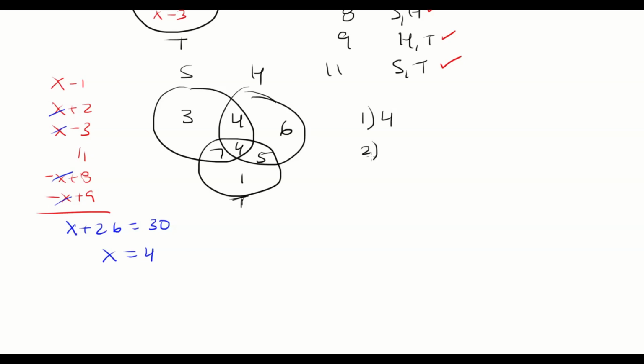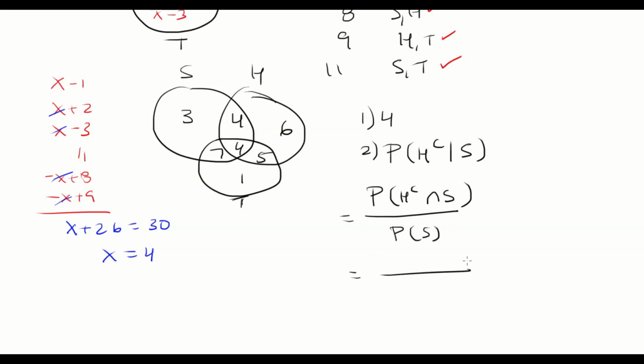Next question. A student is picked at random from a class. Given that this student plays squash, find the probability that the student does not play hockey. So we can write this as probability they do not play hockey given they play squash. So this is same thing as probability they do not play hockey and they play squash over probability they play squash.